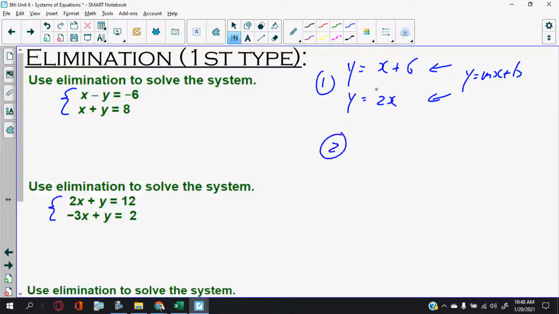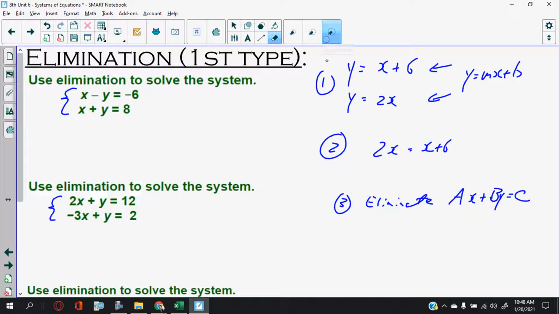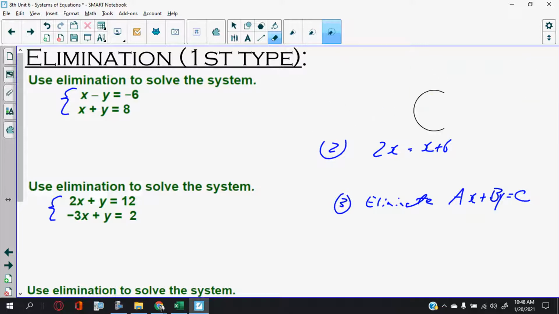The second way would have been to substitute, and then you can solve it. And so today, the third way, we're going to learn how to use the elimination method. The questions are typically given in standard form. So let's take a look and see what this is all about.